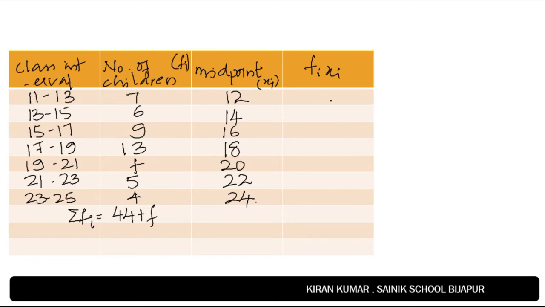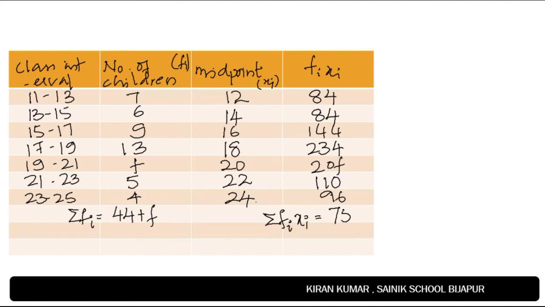Now we shall find fi xi. Here 7 multiplied to 12 is 84. 6 multiplied to 14 is 84. 9 times 16 is 144. 18 multiplied to 13 is 234. 20 into f is 20f. 22 into 5 is 110. 4 times 24 is 96. And the sum of fi xi is 752 plus 20f.